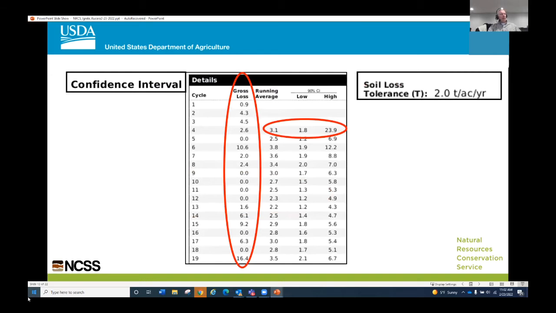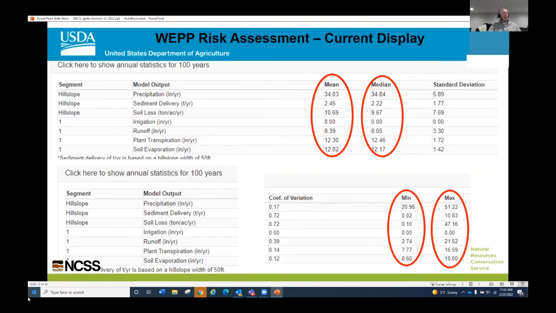Here's an example for a cycle run through WEPS. You can see anywhere from almost no erosion through 19 cycles up to 16 tons. And then within each of those cycles, we can also look at what the average, the low, and the high was. So again, that's the power of process models.